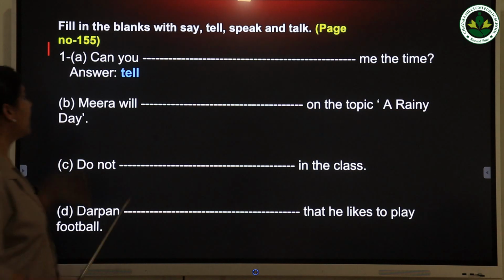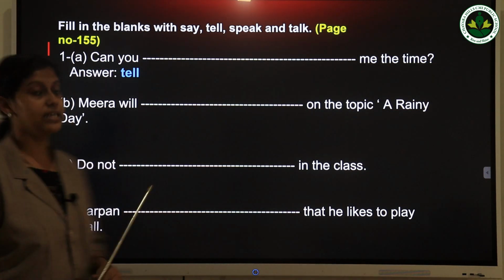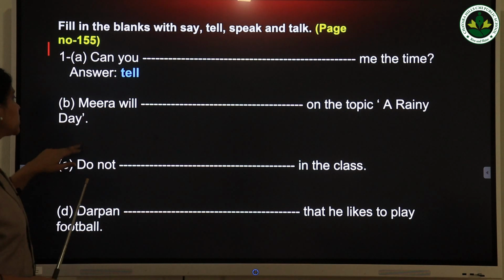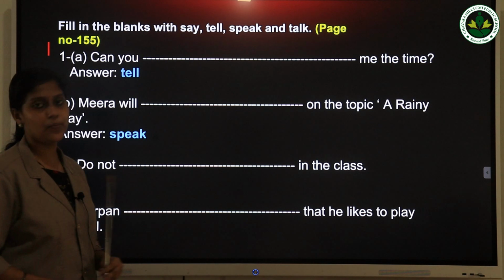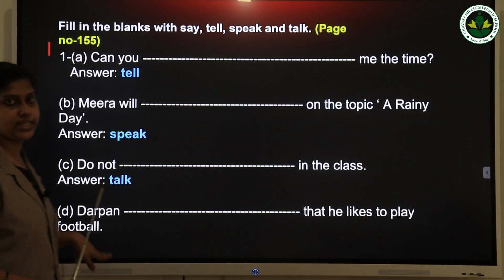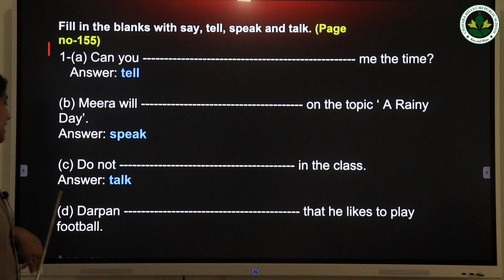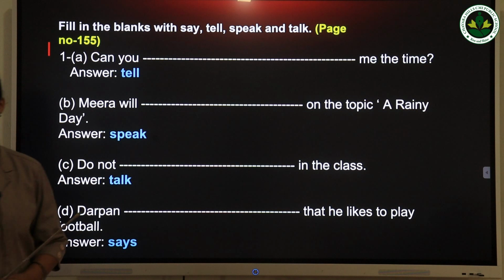Let's check. First one, can you tell me the time? Here, the verb tell is used. Next one, Meera will speak on the topic, a rainy day. Next one, do not talk in the class. Next one, Dharpan says that he likes to play football.